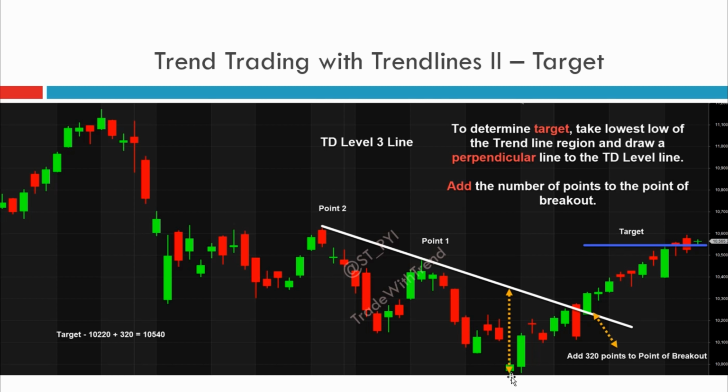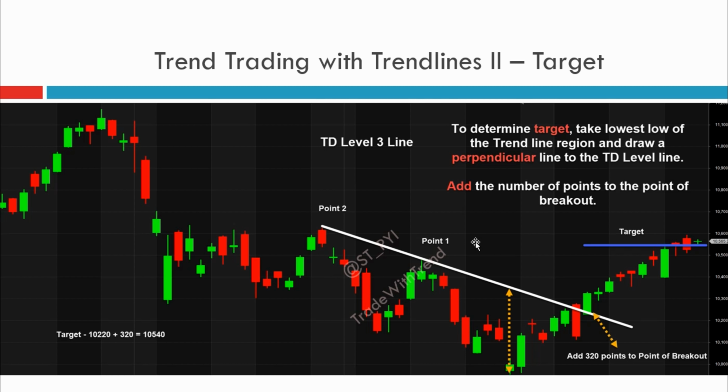You draw a perpendicular line from the lowest low, that is the true low of this supply region, and then you extend it up to the supply line. Once you have this in number of points or percentage, you simply add it at the region where the candle has met with the supply line, that is the breakout candle. In this case, this region is at 10,220. This is about 320 points. So the target becomes 10,540. The target I've marked here. This target was eventually achieved over a period of the next 7 to 8 days.